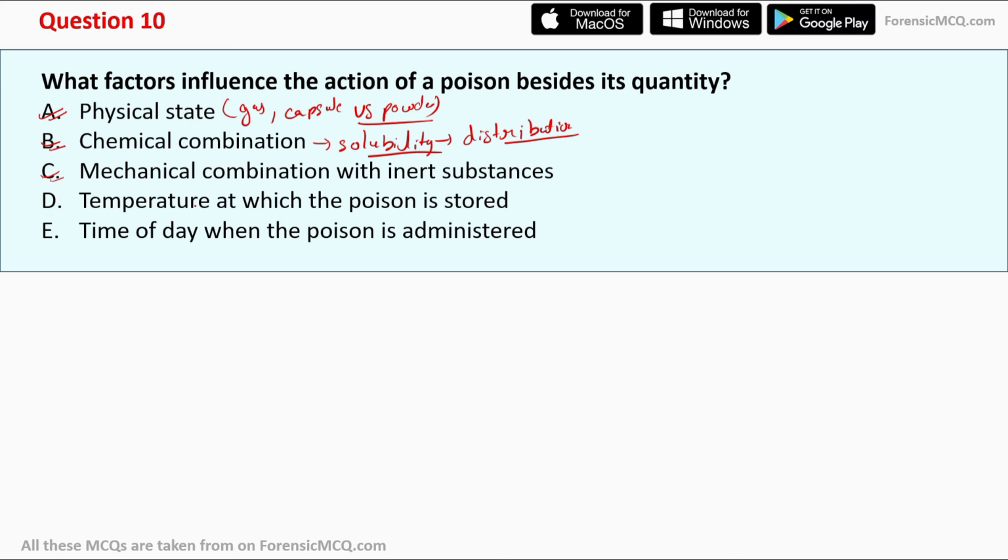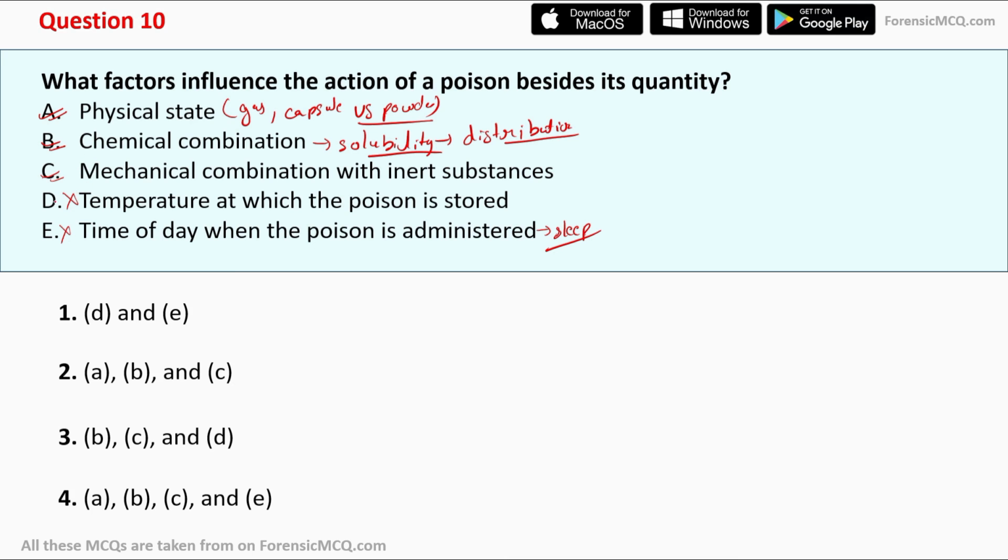Moving to option D, temperature at which the poison is stored. This is incorrect because the storage temperature has nothing to do with the action, other than the expiry. Moving to option E, time of the day when the poison is administered. This is also wrong. The catch is, for example, if a person is asleep, then the action of poison is usually delayed, or you can say the distribution of the poison is not as fast as when the person is awake. So the correct answer is options A, B, and C. Now let's check the options. So A, B, and C, the second option, is correct.